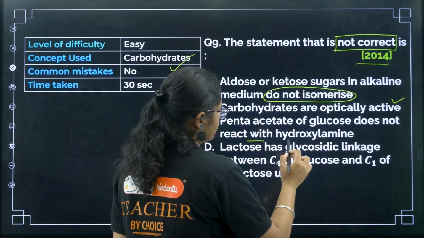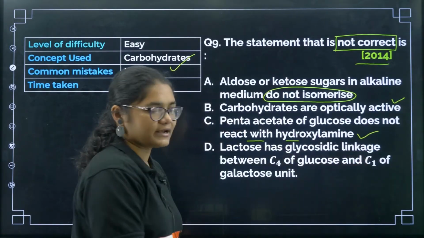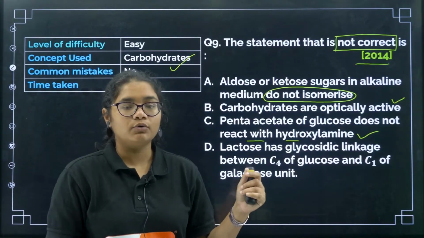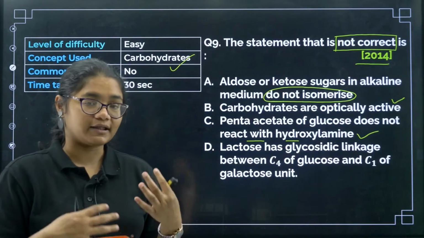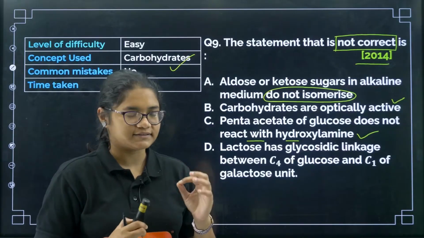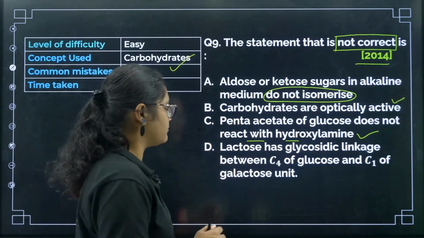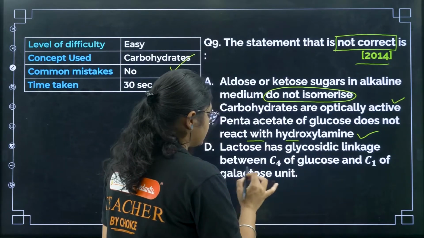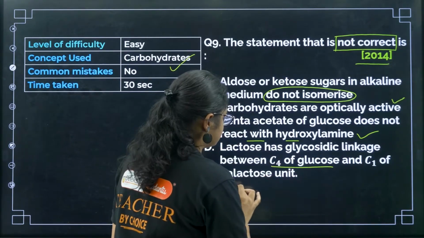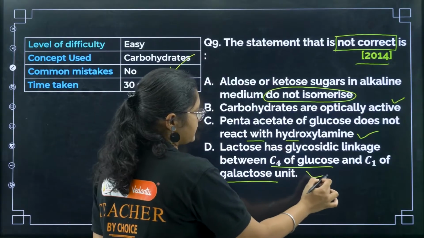Pentaacetate of glucose does not react with hydroxylamine. This is also correct, and this is how they concluded that another cyclic structure can also exist. So this was the limitation of the open chain structure, right, if you remember. Next, lactose has glycosidic linkage between C4 of glucose and C1 of galactose. Yes, this is also correct statement.